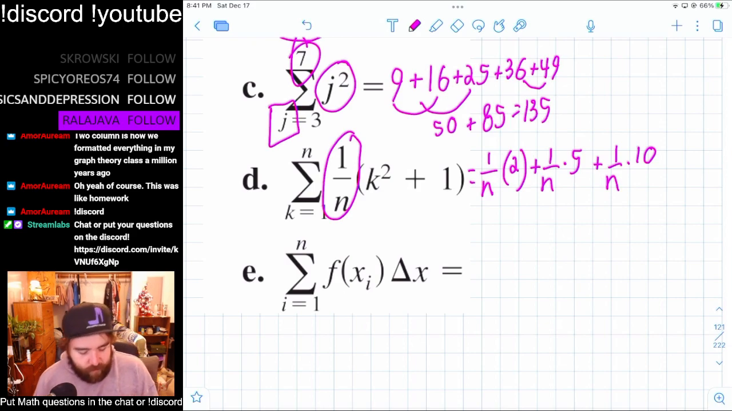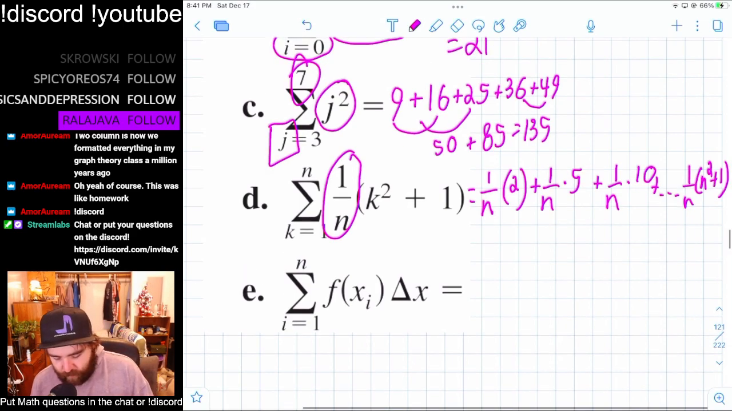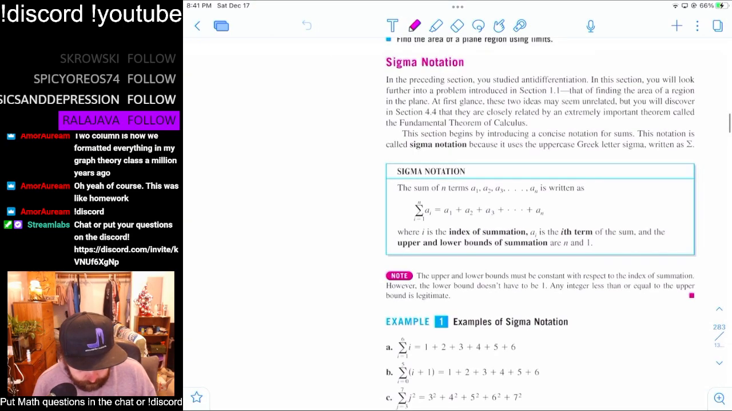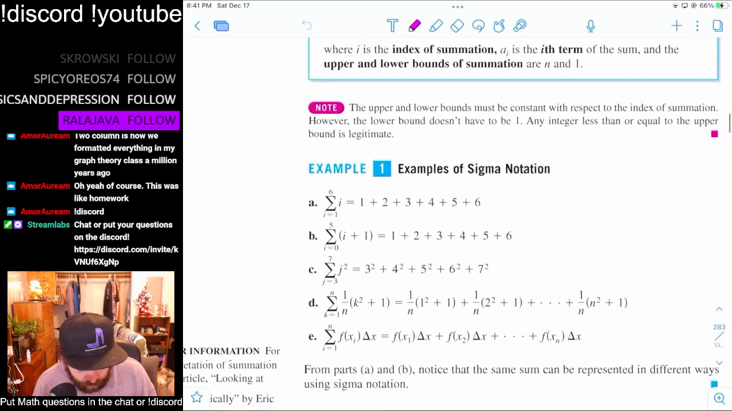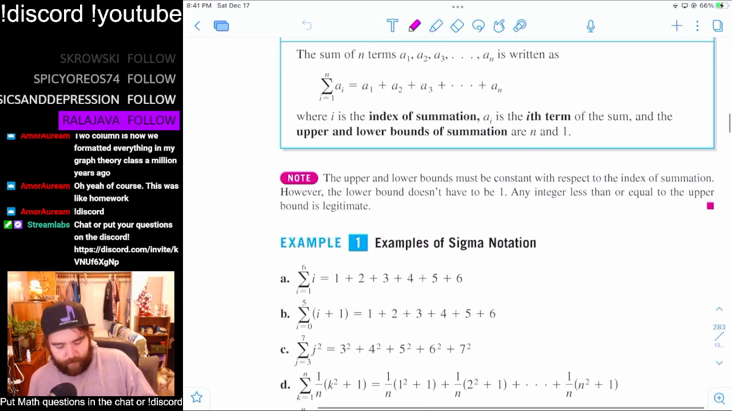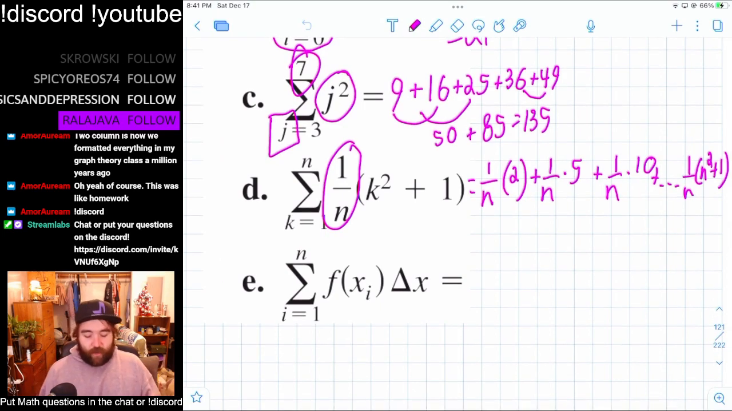And then we have to keep doing that all the way up to 1 over n times n squared plus 1. So I don't know if the textbook wants us to use a formula or wants us to just be thinking about it like that. Let's take a look real quick and see what they're saying here. Right, so they wrote pretty much exactly what we did. They're just trying to think about it as an infinite series. Or not infinite, but up until where it ends, which is when k equals n.